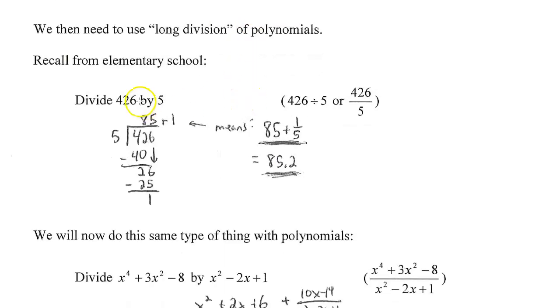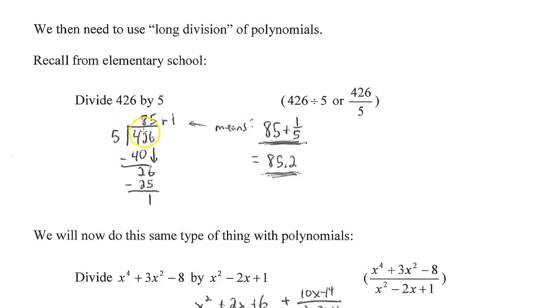What is long division? Well, remember way back in elementary school when you're trying to do something like 426 divided by 5, which, by the way, you could write it a couple ways. 426 divided by 5 or 426 over 5. Right? They mean the same thing. Okay, so we want to divide 426 by 5. What you do is you put 426 here and you put this little division symbol. Now, it's not a square root symbol, by the way.